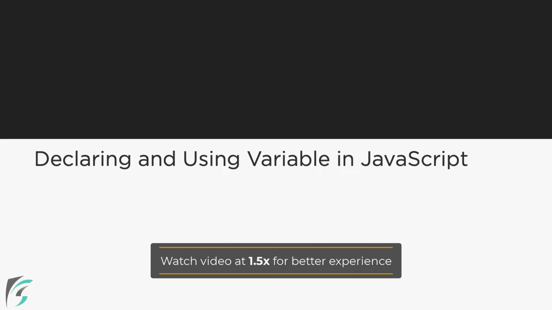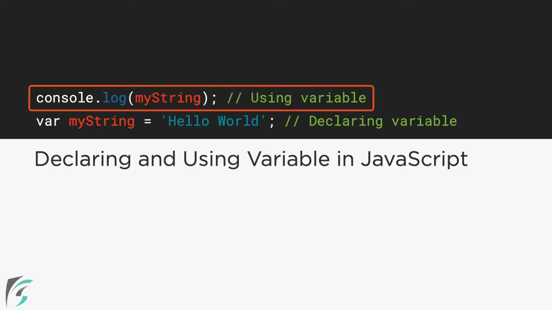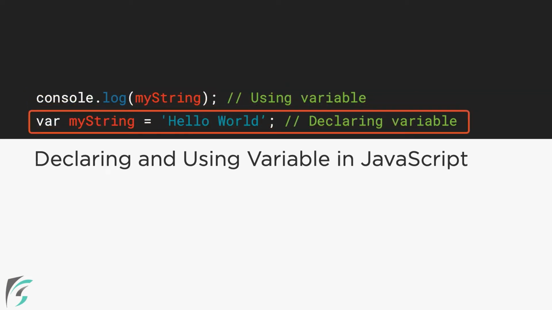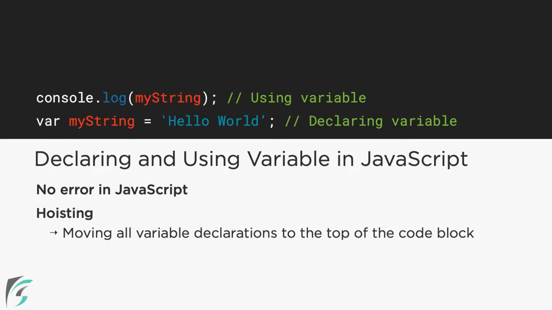JavaScript has allowed the usage of a variable even before declaring it, like this. Here I have logged the variable first and then assigned the value to it. This gives no error in JavaScript. This is valid because of JavaScript hoisting at runtime. Hoisting means JavaScript effectively moves all variable declarations to the top of the code block in which they are declared.